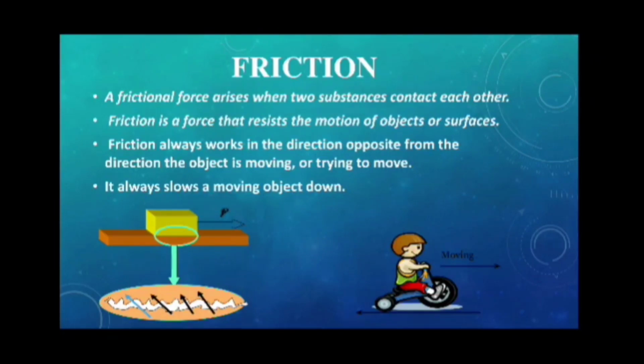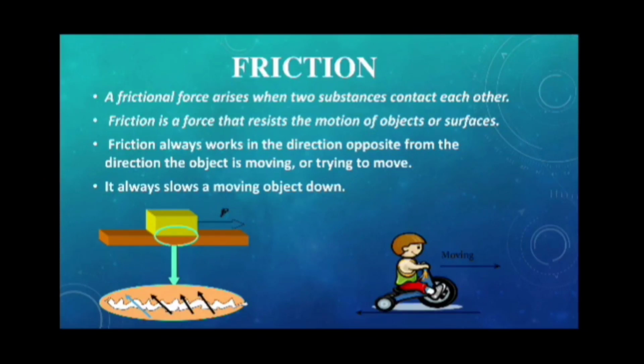For example, when we push a heavy box kept on the floor, the force of friction occurs between the surface of the floor and the bottom of the box. And in the case of a ball rolling on the ground, friction occurs between the surface of the ground and the surface of the ball. In fact, friction acts on both the surfaces in contact with each other.